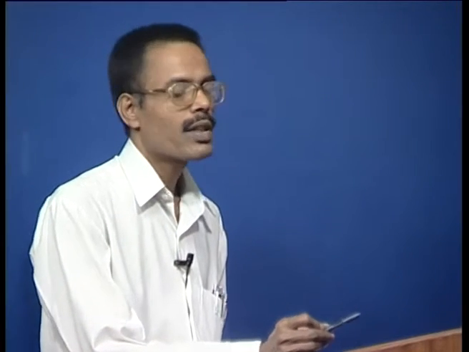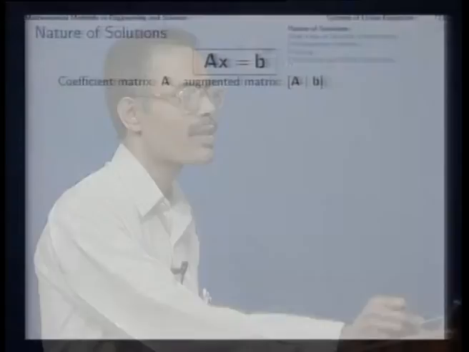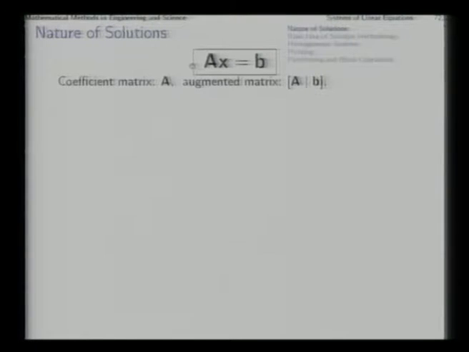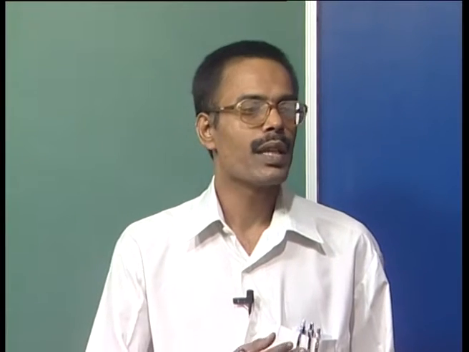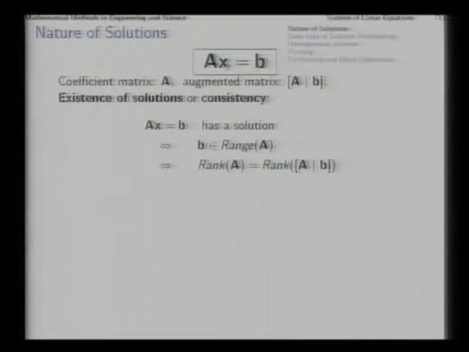The first question that arises is, does this system have a solution? That is the question of existence of solutions or consistency of the system of equations. If the solution does not exist, then we say that this particular system is inconsistent, that is, there is some internal conflict among the different equations in the system.